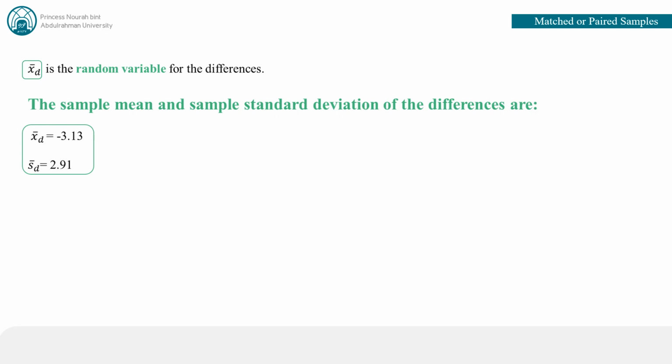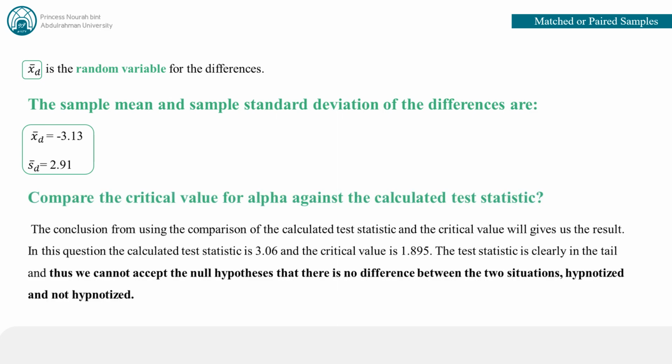X bar D is the random variable for the difference. The sample mean and sample standard deviation of the difference are X bar D equal to negative 3.13 and S D is 2.91. Compare the critical value for alpha against the calculated t-test.